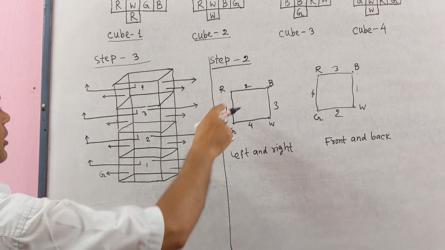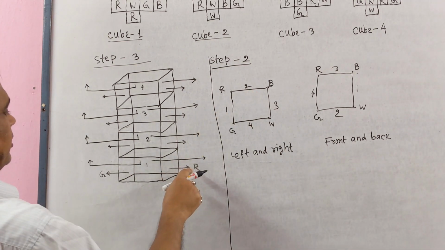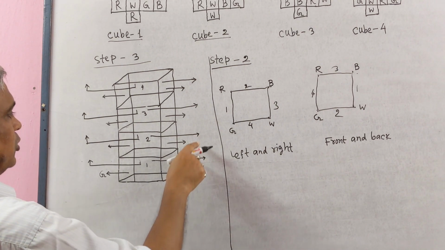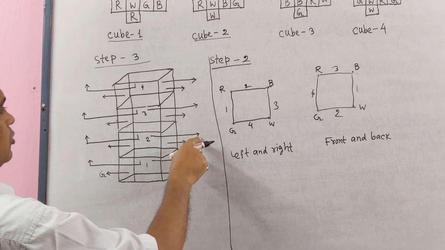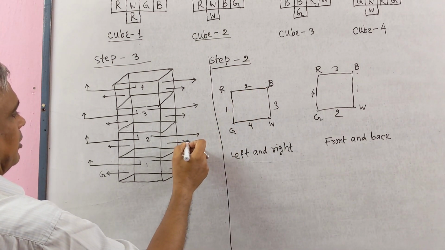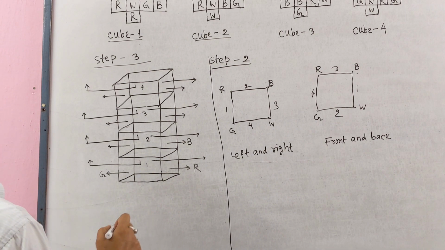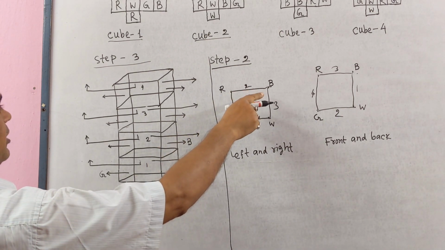Similarly, here we take for cube 2 left and right. Here we have already taken R on the right, so we may not take R here. So we will have to take B here on the right, and R on the left.